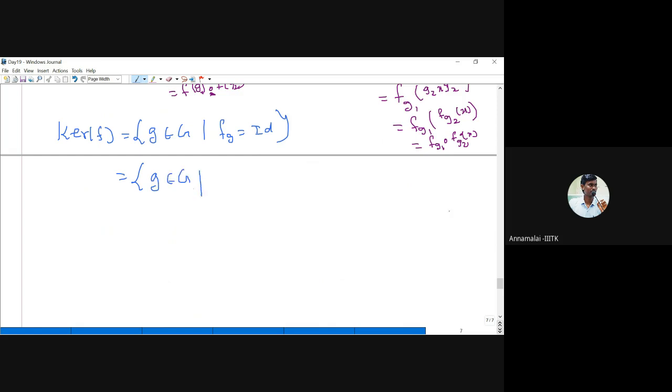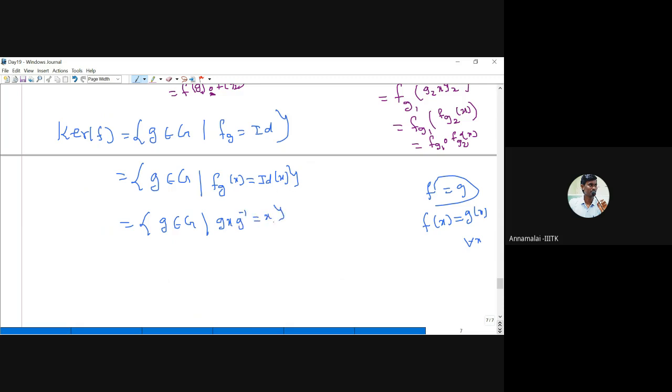When two functions are equal, what does it mean? Suppose f is one function, g is another function. When we say two functions are equal, the functions are equal at each point. That is, f of x equals g of x for every x. Then we say f equals g. So this one is the identity function. These two functions are equal at all the points. So identity of x is nothing but just x. Therefore the set of all g in G such that f_g of x, which is g x g inverse, is equal to identity of x, nothing but x, because the identity function takes x to x.